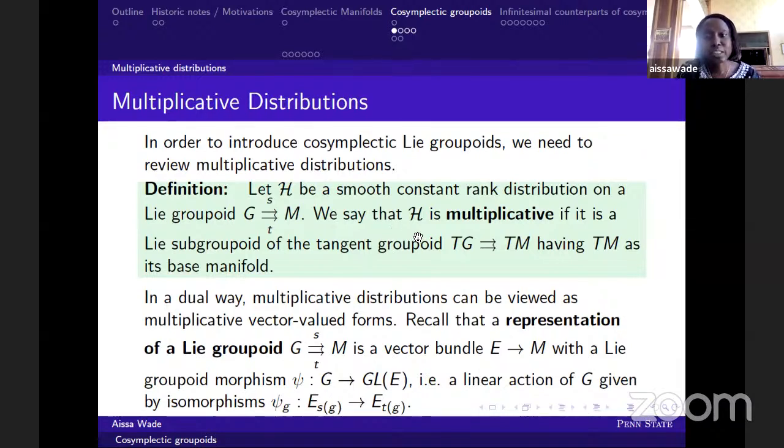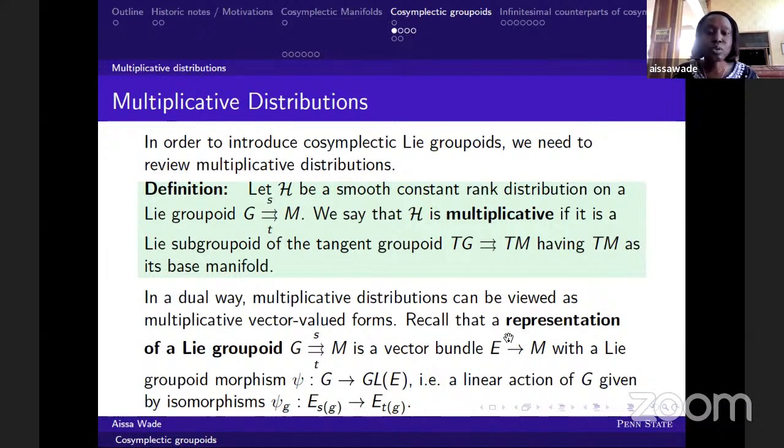Then I would say that H is multiplicative if it is a Lie subgroupoid of the tangent Lie groupoid, but with the same base manifold TM. So this notion can be understood in a dual way by looking at multiplicative vector valued forms. Okay. So what is a vector valued form?